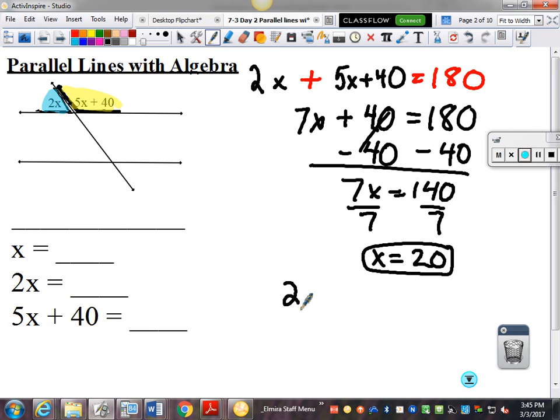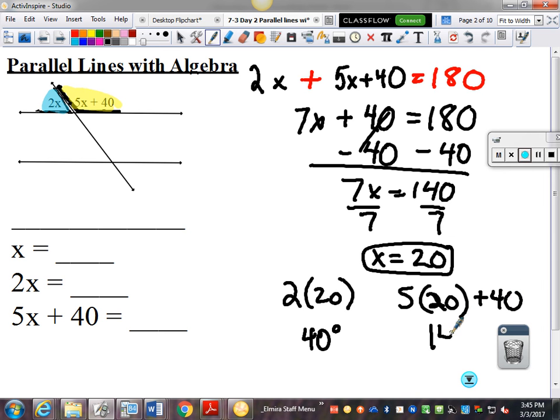One of the angles was 2x, so 2 times 20, that's 40. And the other angle is 5x plus 40. So 5 times 20 plus 40. That's 140. So how do I know I did this right? Because 40 and 140 add up to 180. So x is 20.